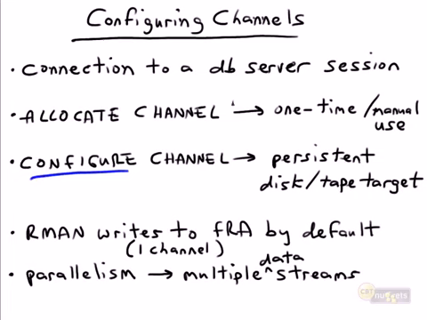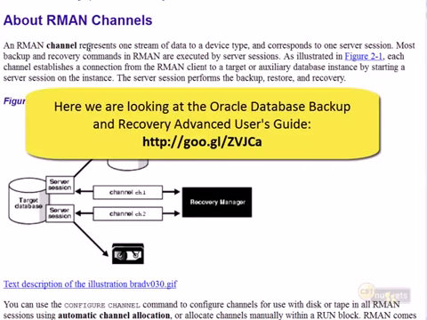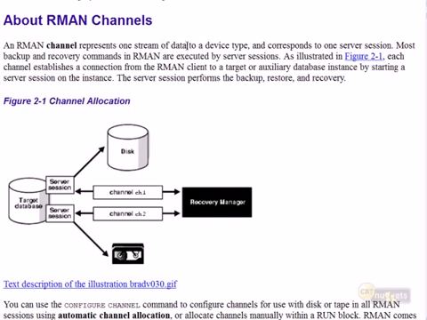Now, one of the things that's important to specify, if you want to be granular about it, is the concept of the channel. A channel is required in Oracle RMAN because the channel is the data stream, or the connection to a database server session that RMAN uses to perform backup and restore operations. Let's take a look at the Oracle documentation for a minute and see what they have to say. They say basically what I just told you, that an RMAN channel represents a single data stream to a device type. That's an important bit of knowledge.